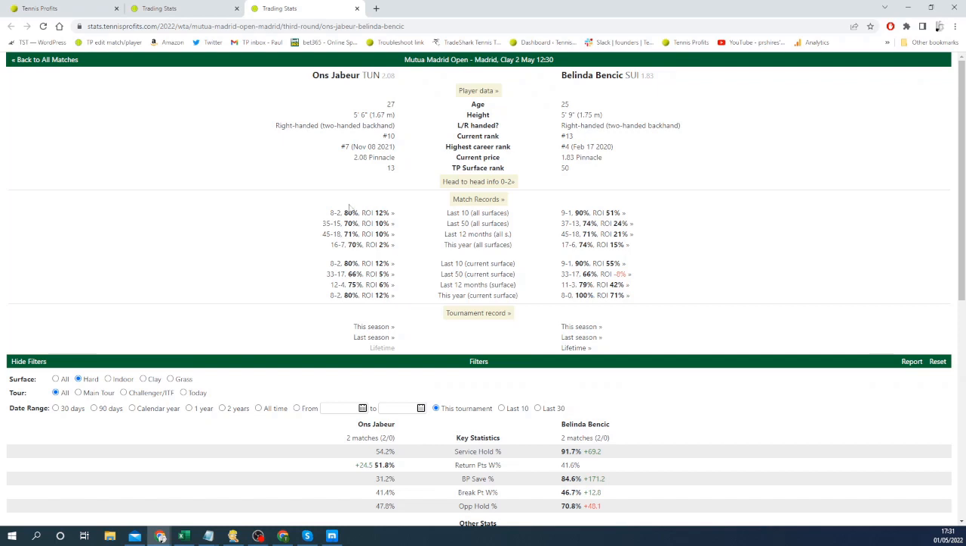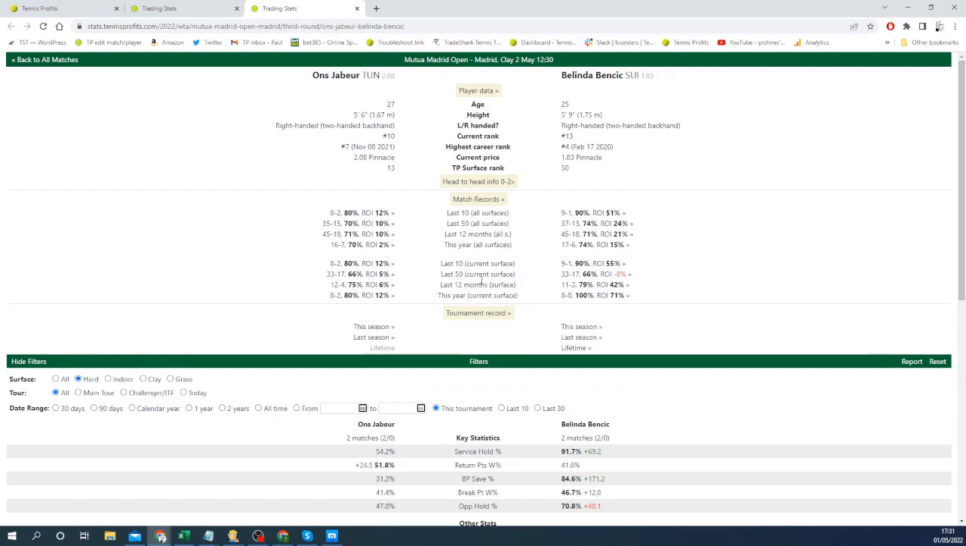I am looking to include a price filter in the stats. It's on the list, that's all I'll say. Then we can look at the last 12 months. So both 71%, identical actually, 45 out of 63. Higher return on investment for Bencic again, and then in the last year slightly higher, 74% for Bencic, so she seems to have a slight edge so far.